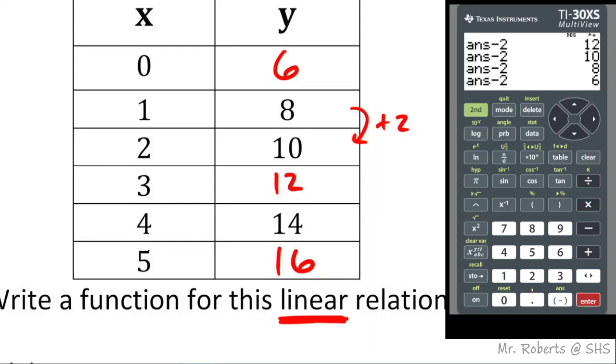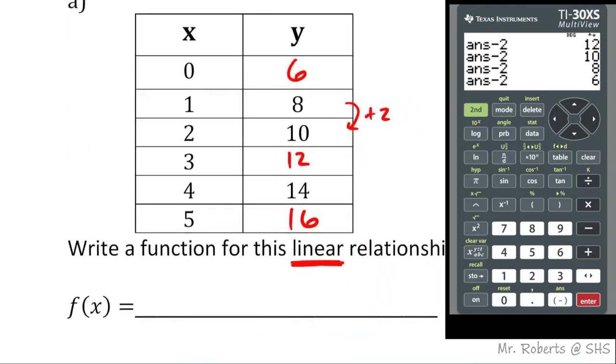So now I know both the 0th term, which is my y-intercept, and I also know the rate at which I'm growing. I'm growing by adding 2 each time. So the function rule would be 2x, I'm adding 2 each time, plus I'm starting at 6. So f of x equals 2x plus 6.